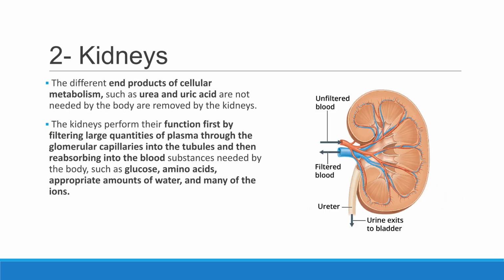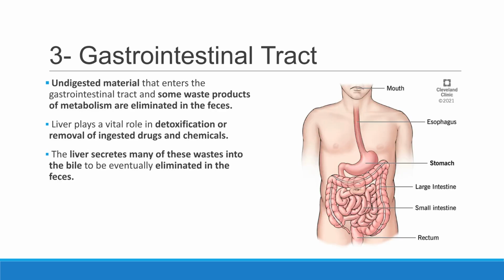The kidneys remove end products of cellular metabolism, such as urea and uric acid. They filter plasma and then reabsorb necessary substances like glucose, water, and ions back into the blood. The gastrointestinal tract eliminates undigested material and some metabolic waste products through feces. The liver plays a key role in detoxification, secreting wastes into bile for fecal elimination.